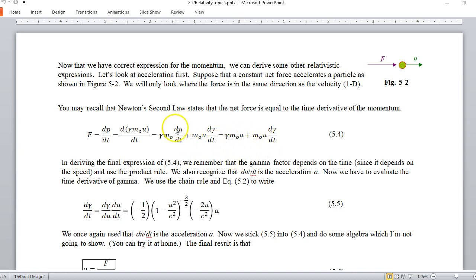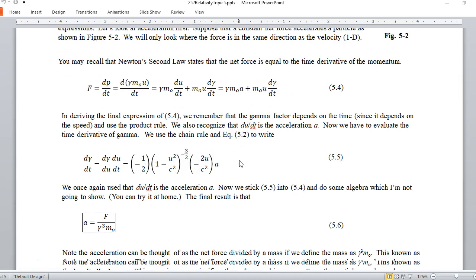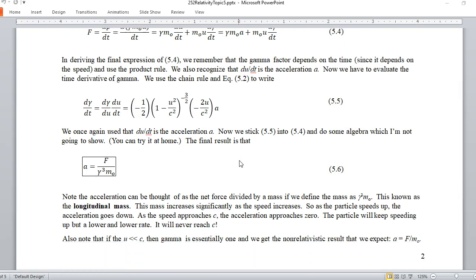We've used the fact that du dt is the acceleration. Now what you have to do is you have to evaluate d gamma dt. And that's done using the chain rule that you see right here. Okay? Then what you do is you do some algebra, and that's what I've skipped. So you take equation 5.5 and you stick that into this derivative right here in 5.4, and then you solve it for a. Trust me, after a lot of algebra, you end up with a rather simple expression. It looks like this. Acceleration is force over gamma cubed m naught.